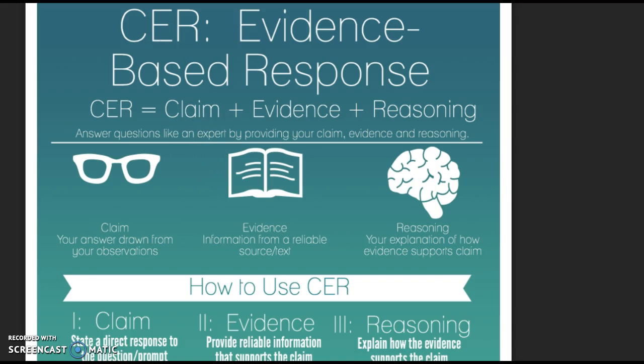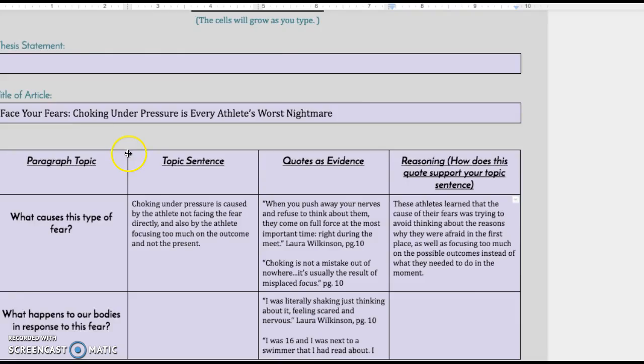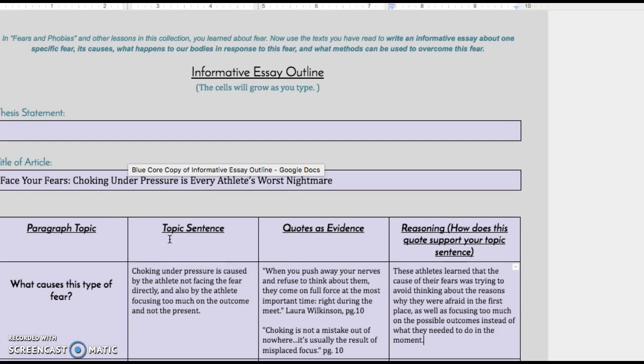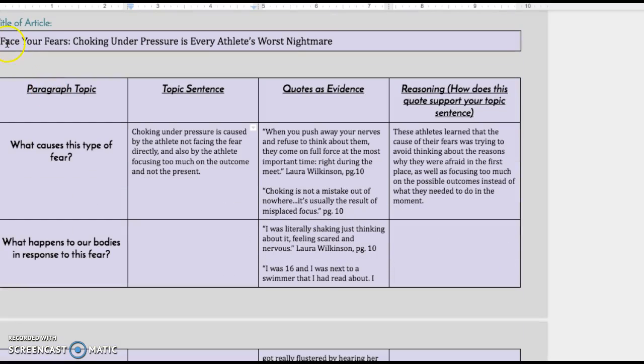So you were filling out this informative essay outline, and chances are you were kind of confused about what you needed to do with this topic sentence box and this reasoning box. So this is going to show you what you need to have there. Let me zoom in a little bit so you can see what I'm doing.